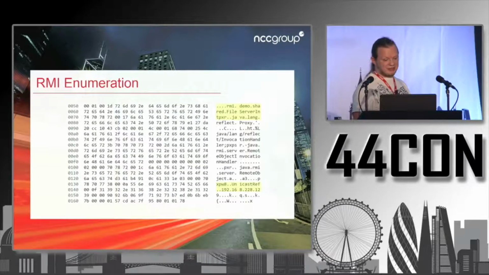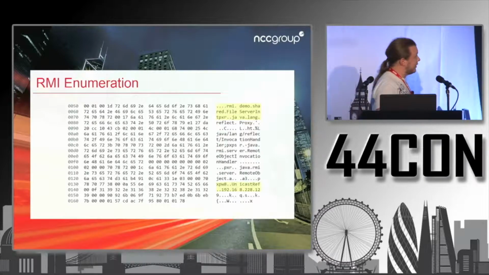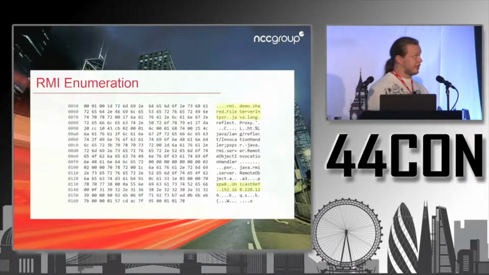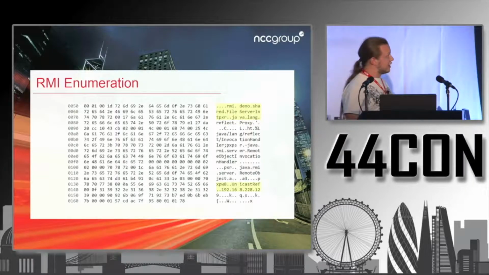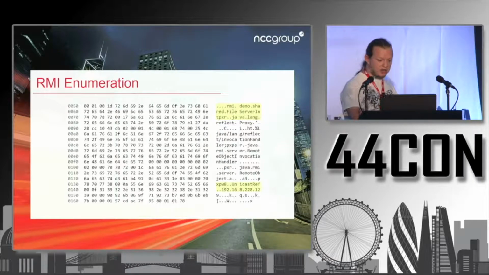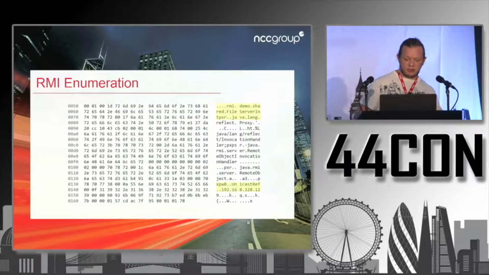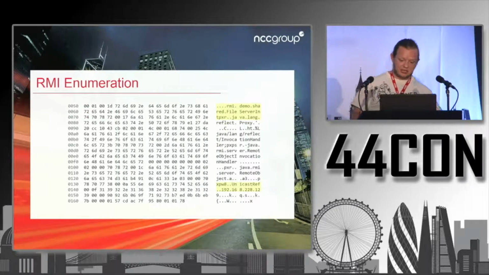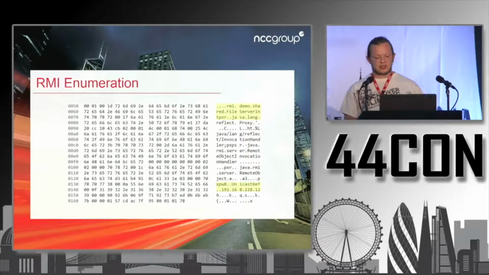So I did a bit of digging into that, and that's an example of some RMI traffic. You can see fully qualified class name at the top, rmi.demo.shared, and so on. And down at the bottom, you can see an IP address, 192.168.228, and so on, which is actually where that object lives, and where you can communicate directly with that object and invoke methods.